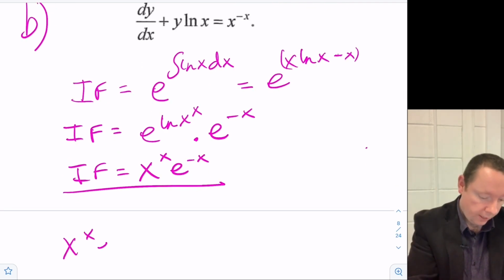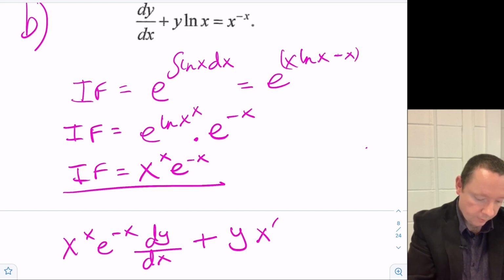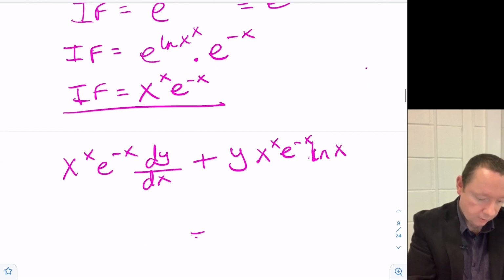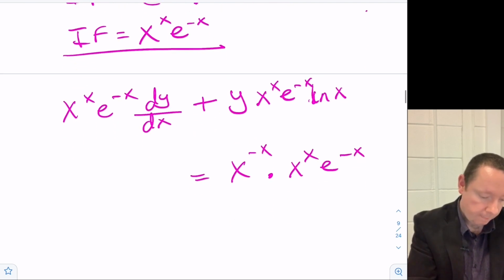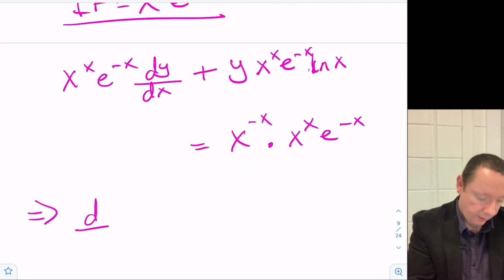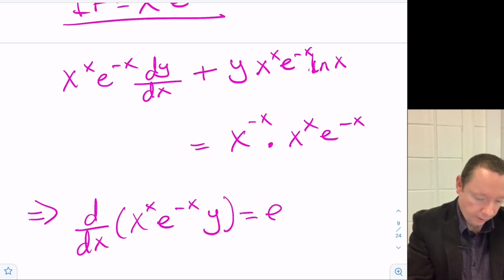So we've got x to the power x e to the minus x dy by dx plus y x to the power x e to the minus x log x, and that equals the right hand side, which is x to the power minus x times x to the power x e to the minus x. So that implies we've got d by dx of x to the power x e to the minus x times y equals e to the power minus x.